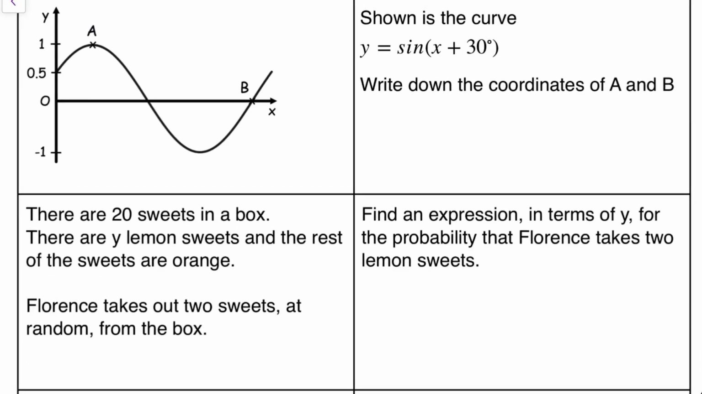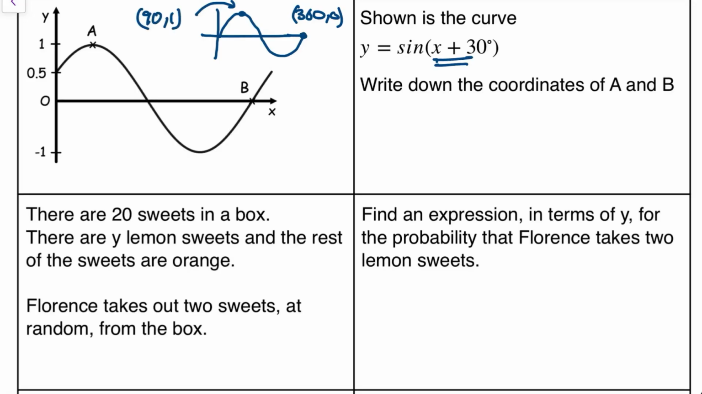Shown as a curve, y equals sin(x + 30), write down the coordinates of A and B. Okay. So this question relies on you understanding what your basic sine graph looks like before translating. Now the equivalent points to A and B are that point there and this point here. And if you know your sine graph, you'll know that point is (360, 0). And you'll know this point, I'll write it here, is (90, 1).